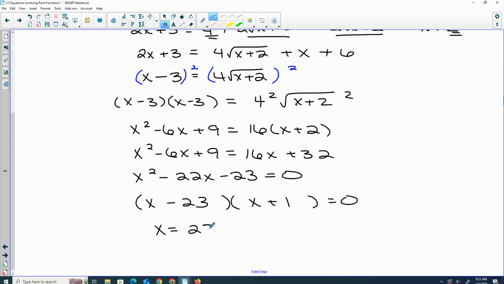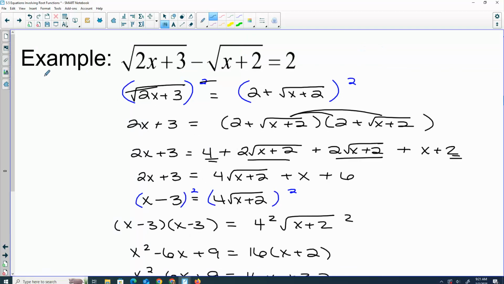So we get positive 23 and negative 1. This is probably the hardest problem out of this section. This is as hard as it gets right here, because we have multiple squares that we have to add. And we do have to check at the end. When you're checking, you always go back to the original and plug them in. You can use a calculator, do it by hand, I don't care, but you have to check.